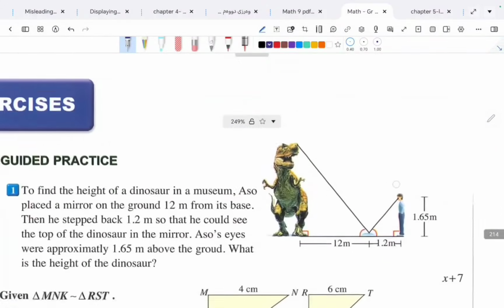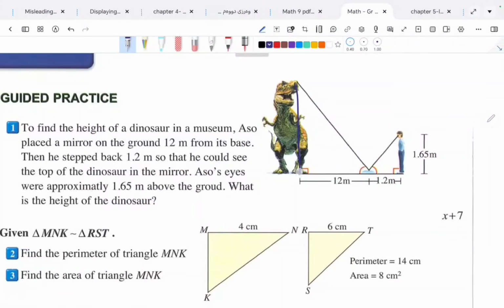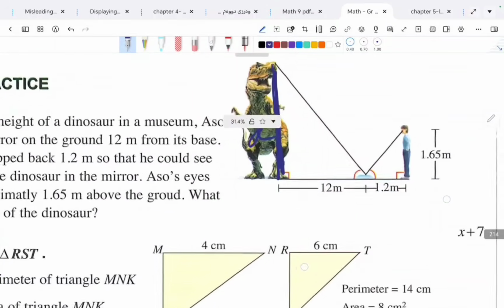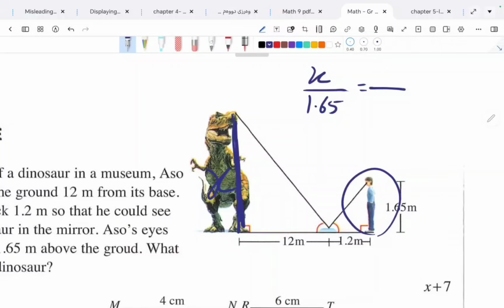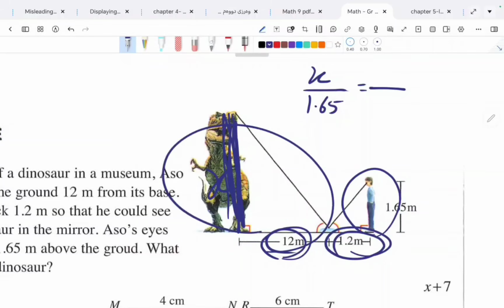And this question, how to find the height of a dinosaur? Put the highest one as X, then write X out of, what is it corresponding with? The height of the boy, which is 1.65, equals 12, because you started with this side. Can I say 1.2 out of 12? No, of course. You have to start in the same direction, because you start with this part. That's why we're going to put 12 out of 1.2.